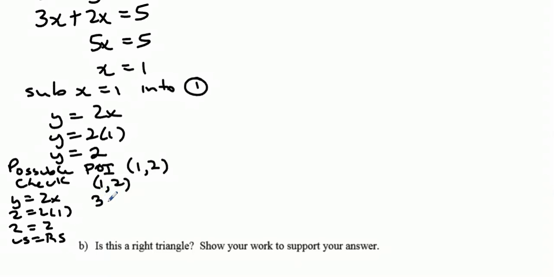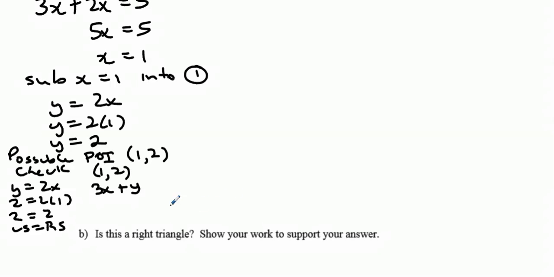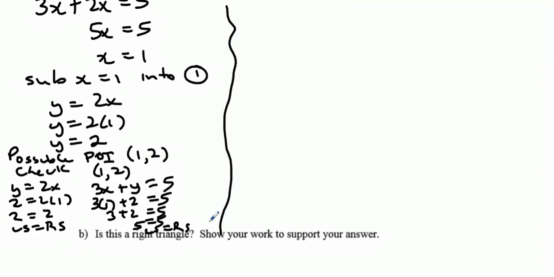3x plus y, I think, let me just double check. Yeah, equals 5. So when x is 1, this is 3 times 1 plus 2 equals 5. 3 plus 2 equals 5, and 5 equals 5. So left side equals right side. Don't forget to write that. Okay, 1 down, 2 to go.